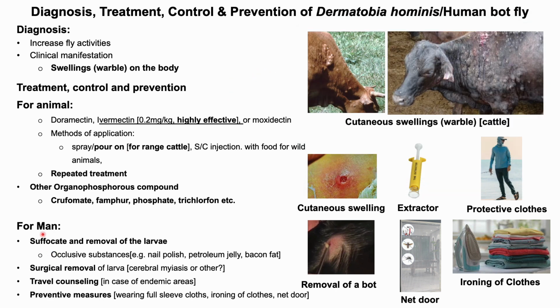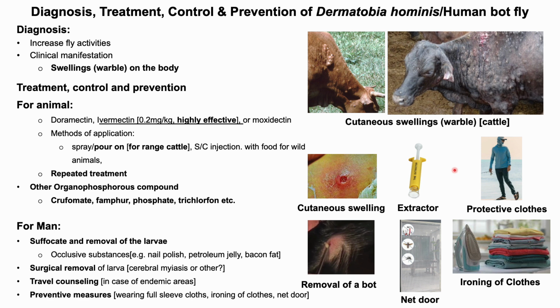For man, it is recommended to remove the larva from the affected sites by surgical means, but in almost all cases surgery is not necessary. For removal of the larva, it is recommended to apply an occlusive substance such as nail polish, petroleum jelly, bacon fat, or plant extracts over the opening of the skin lesions through which the larva breathes. These occlusive substances will suffocate the larva. As a result, the larva will be deflated and its strong spines will collapse. After 24 to 48 hours of application of this occlusive substance, simply remove the larva by squeezing carefully or by using blunt forceps. Alternatively, a snake venom extractor can be used to remove the moribund larva.